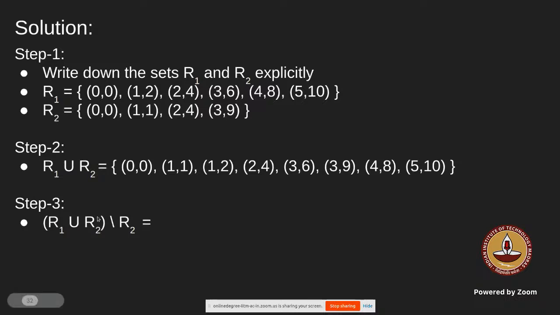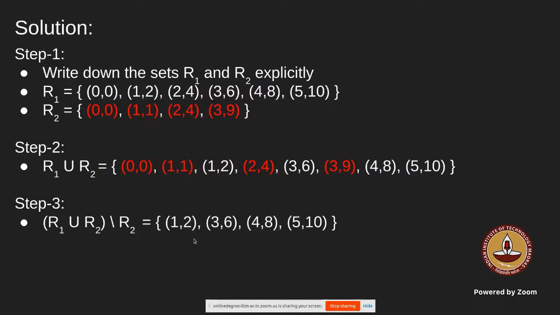So R1 union R2 minus R2. I have to see among these 8 elements, we have to eliminate those elements which are coming from R2. So which elements are inside R2? (0, 0), (1, 1), (2, 4), and (3, 9) are inside R2. These red elements should be eliminated. So how many elements will be left? 4: (1, 2), (3, 6), (4, 8), (5, 10).